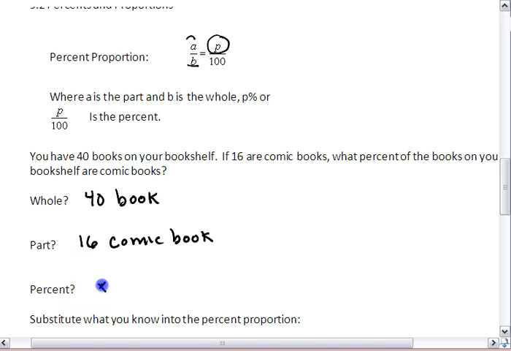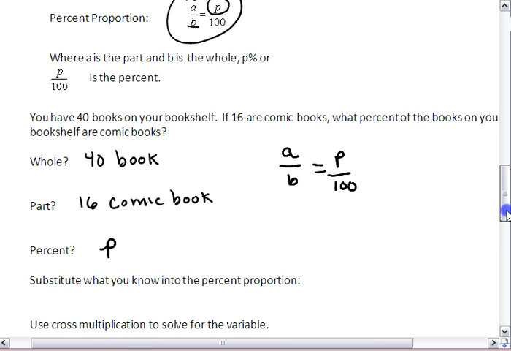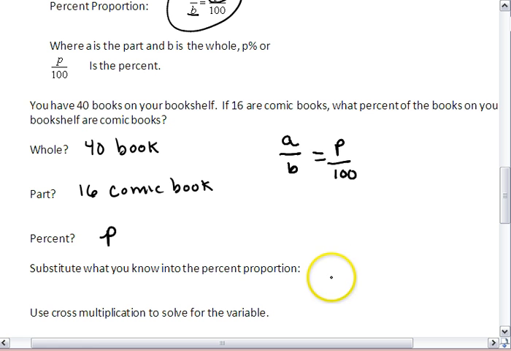And what percent of the books? This is the part we don't know. We don't know what the percent is, so we're going to call this P. All right, let's use our percent proportion here. So if I take A over B equals P over 100, I can substitute. I know my whole is B, so I'm going to put 40 in the bottom. My part is A. I'm going to put 16 on the top. And that's going to equal P over 100.